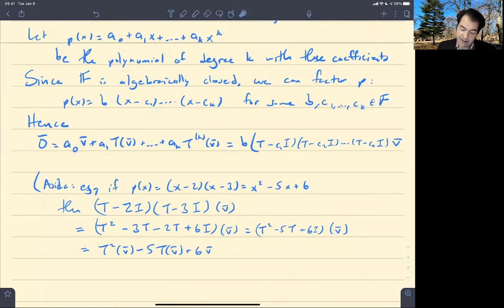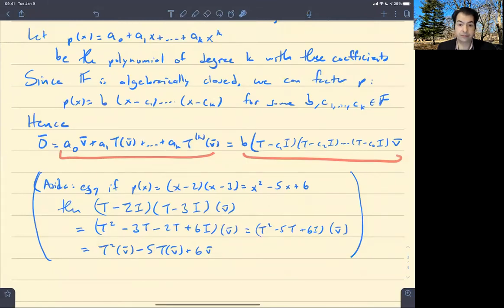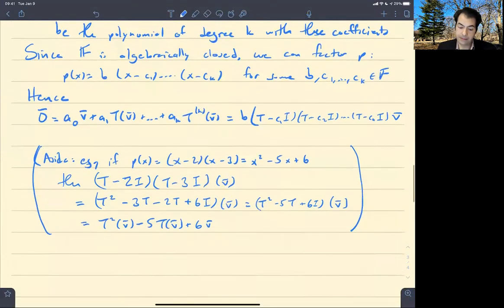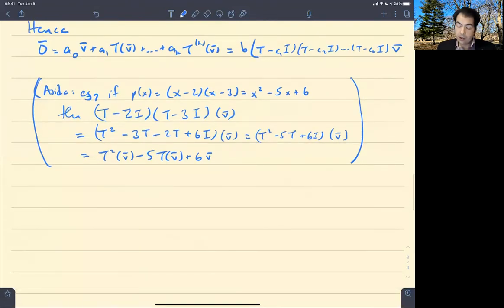So you see that the factorization of the polynomial means that when I have an expression like this involving the linear map T, it also factors into an expression like this involving the linear map T. But that's just an aside to justify what we did over here. Okay, so now let's stare at this. Let me rewrite it.